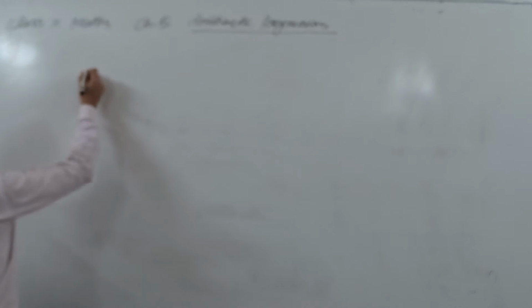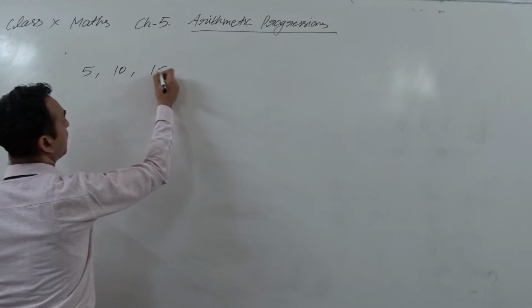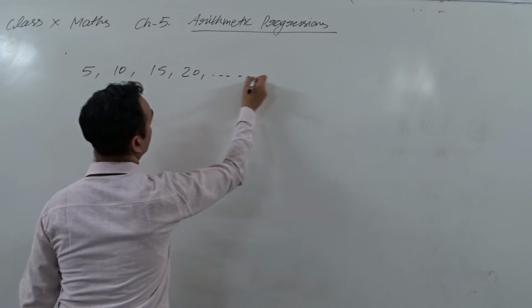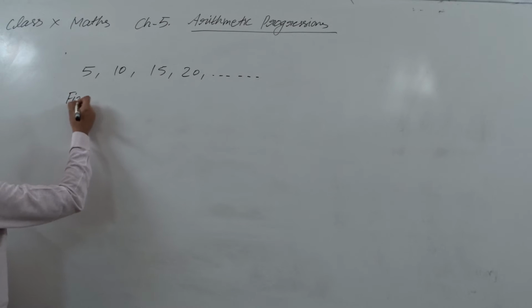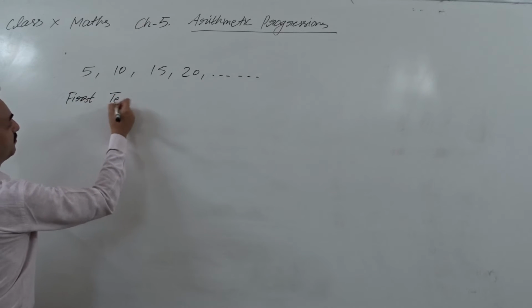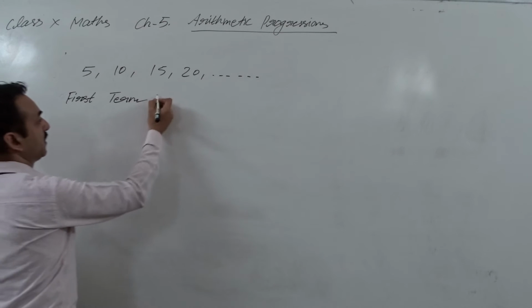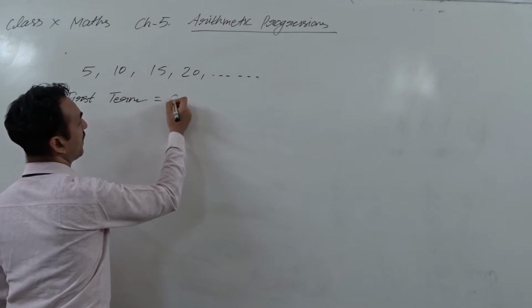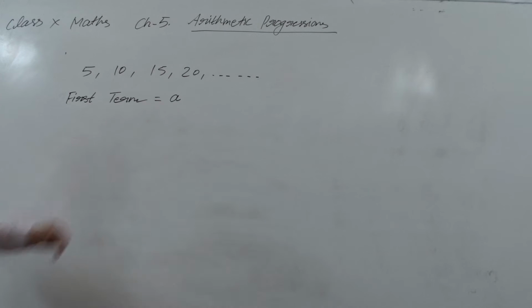Suppose there is an AP: 5, 10, 15, 20, and so on. First of all, there is a first variable, which is the first term. Actually, each number is called a term. So the first term is A. In general, we define the variable A.